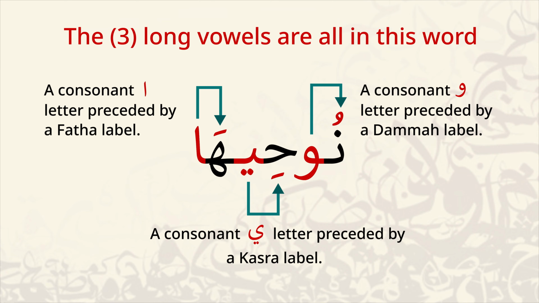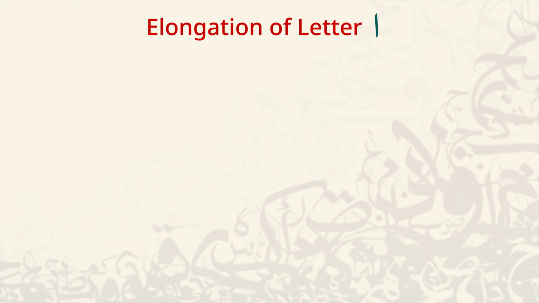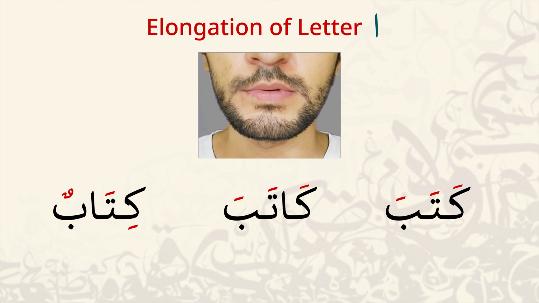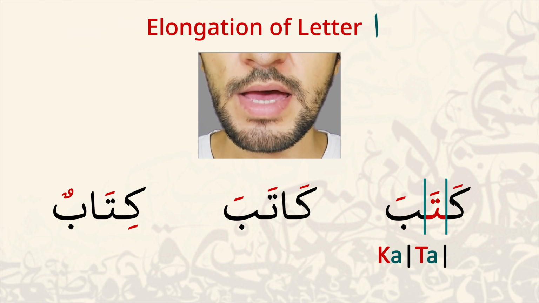Let's now have some exercises to learn more about different cases in which long vowels appear. Starting with alif elongation. Look at these three words. Let's apply rules of pronunciation. We already know the first word from the previous lesson. It has 3 vowels, so it will have 3 syllables. The syllables of this word are K, T, B.